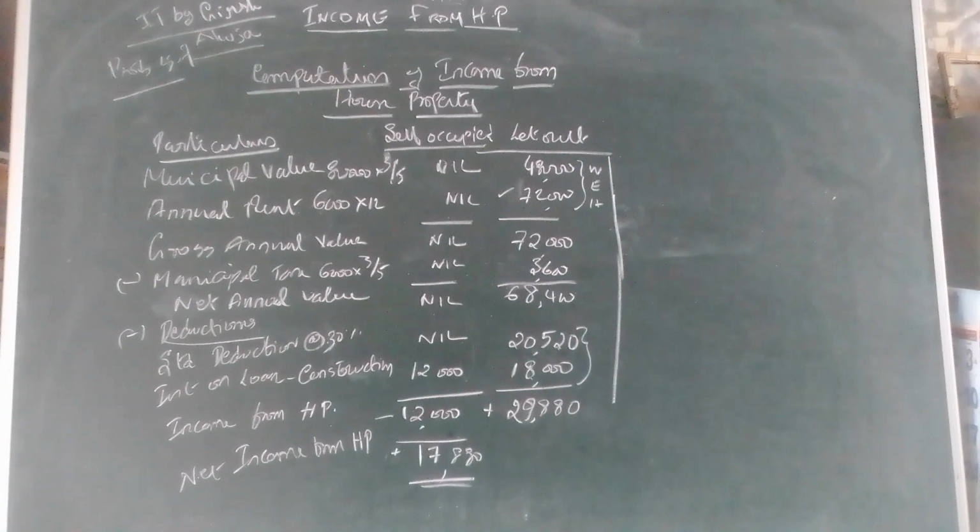Another one is the let out property, 3/5 of the total amount. On that we should take 3/5 of 30,000, that comes to 18,000. So, net annual value minus the deductions, the balance is the income from house property. That income from house property is 29,880, and for self-occupied property naturally we got the loss. So income minus the loss, the balance amount available is 17,880, right?